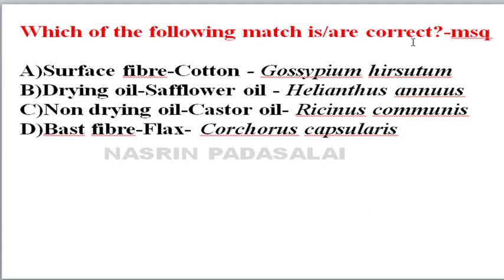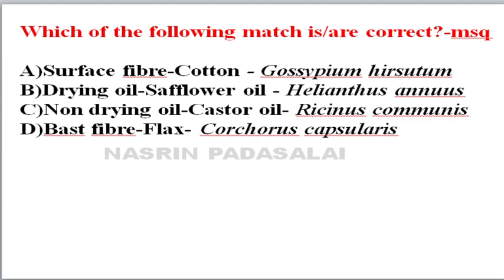Next, which of the following matches is correct? Again, it is an MSQ type of question. So the correct option is the first option. Surface fiber is produced by cotton, yes, and the organism involved in producing it is Gossypium hirsutum. Whereas drying oil is an example of safflower oil, and they said it is produced by Helianthus annuus. No, this drying oil is produced by safflower, but it's not produced by Helianthus. It is produced by another species, Carthamus tinctorius.